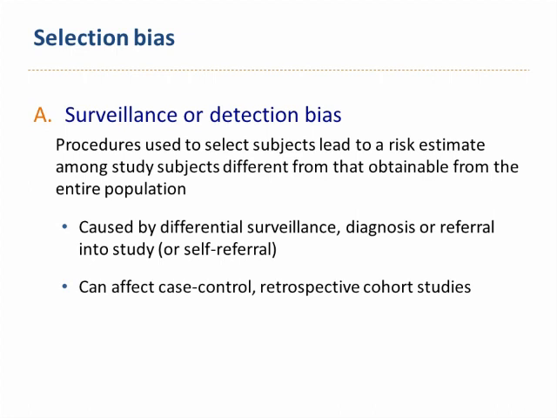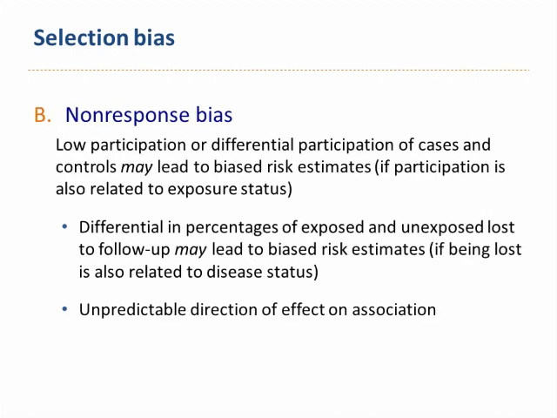Selection bias can occur in case control studies or retrospective cohort studies. Another category of selection bias is what's called non-response bias. Non-response bias can occur when you have low participation or differential participation of cases and controls, and it can lead to a biased risk estimate when the likelihood of participation is also related to exposure status. Similarly, non-response bias can also occur in cohort studies if the likelihood of being included in the study is also related to the likelihood of having the outcome of interest.